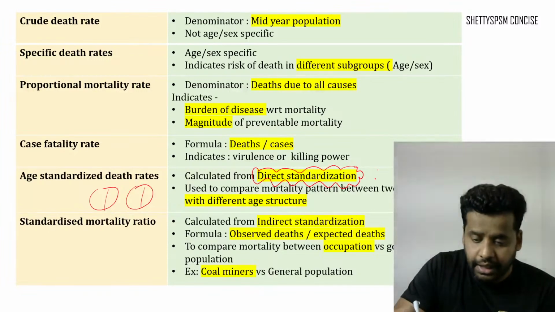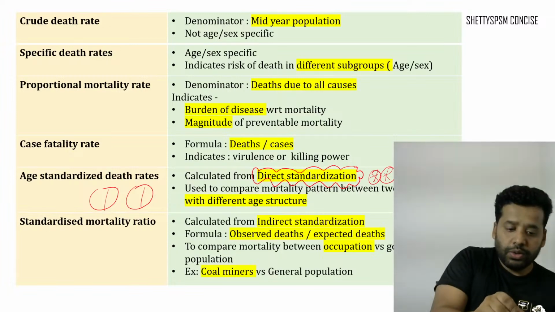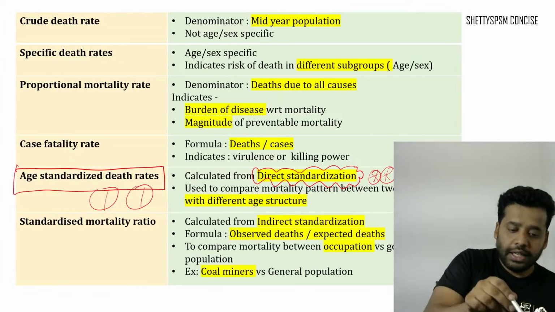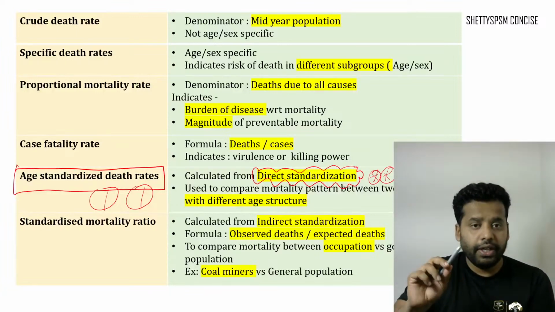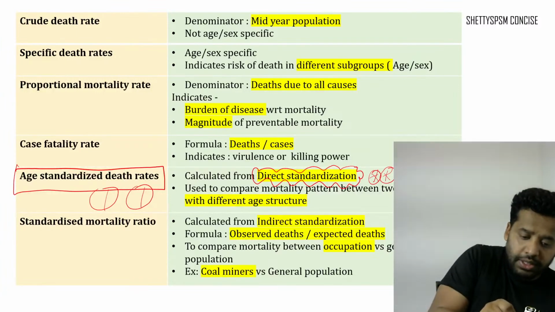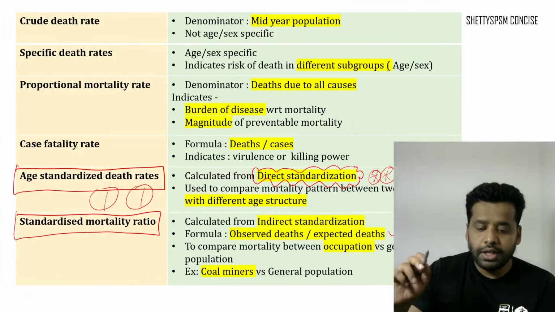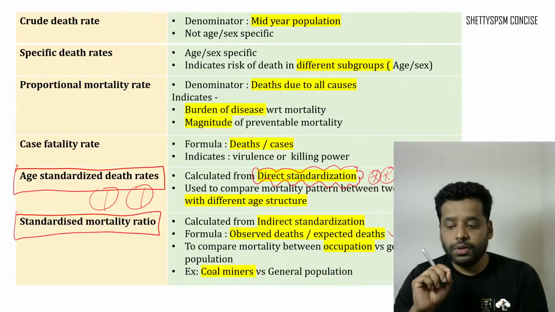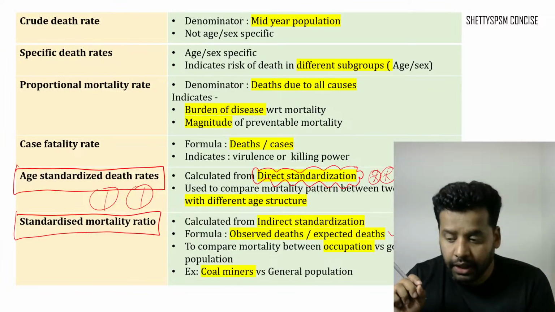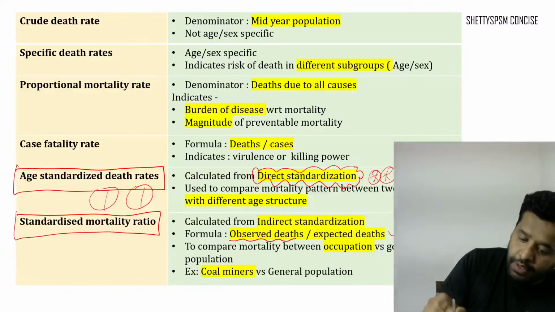This is direct standardization. What will it give? Standardized death rates. What is the use of this? To compare mortality between two populations with different age structure. What is standardized mortality ratio? The formula is observed deaths by expected deaths. They'll ask this question: observed deaths by expected deaths.